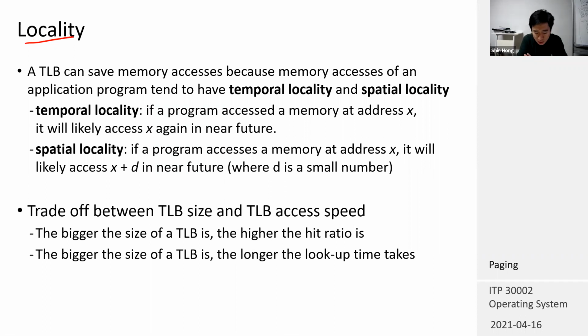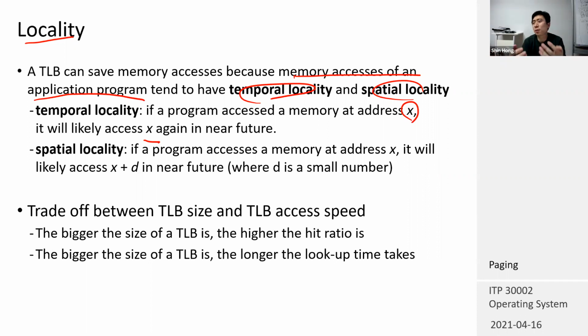Here we can save memory accesses because memory access of an ordinary program tends to have temporal locality and spatial locality. Temporal locality means that if a program accesses memory address X, suppose we just call the memory location X, then the program is very likely to access X again in the near future. I mean, a program tends to access the same memory address repeatedly. Why? Guess why?